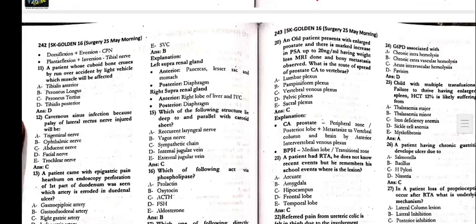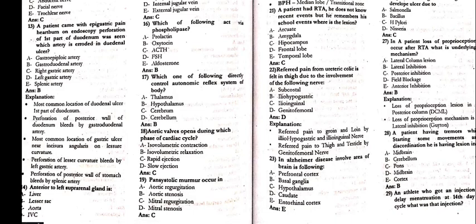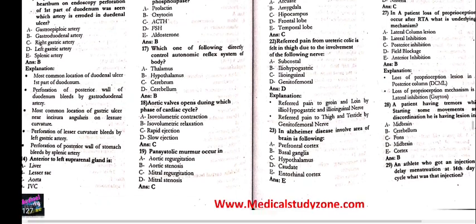Next, 20, an old patient presents with a large prostate and a marked increase in PSA up to 20, having weight loss. MRI is done and bone mets are observed. What is the route of spread of prostate carcinoma to the vertebra? That is the vertebral venous plexus. Next, 21, the patient had an RTA. He does not know recent events but he remembers his school events. Where is the lesion? That is the hippocampus.